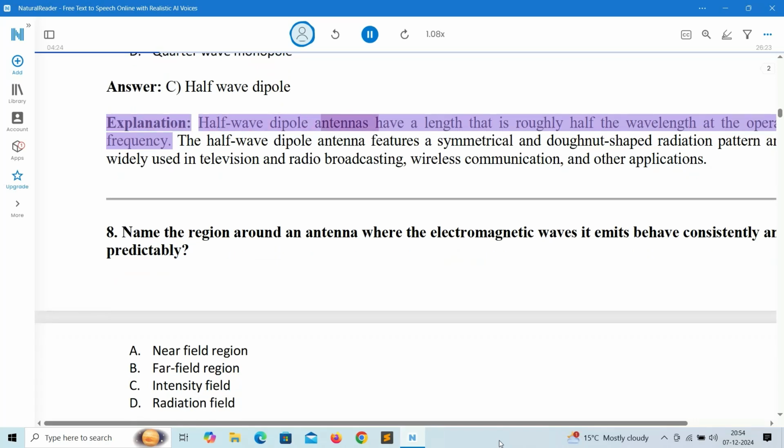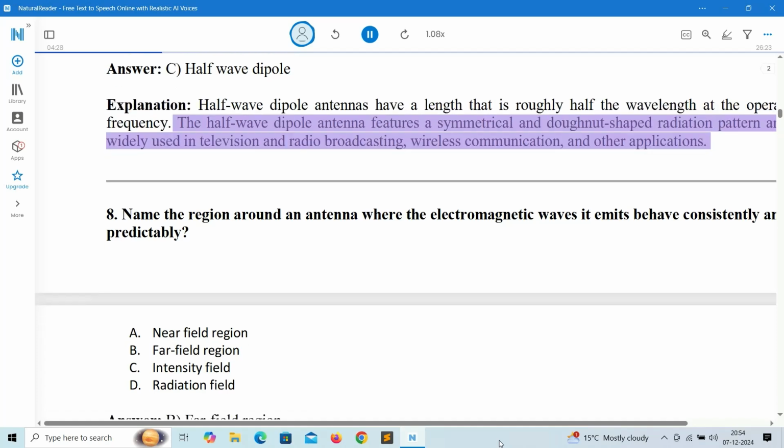Explanation: half-wave dipole antennas have a length that is roughly half the wavelength at the operating frequency. The half-wave dipole antenna features a symmetrical and donut-shaped radiation pattern and is widely used in television and radio broadcasting, wireless communication, and other applications.